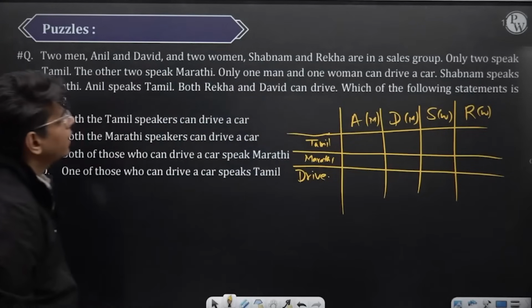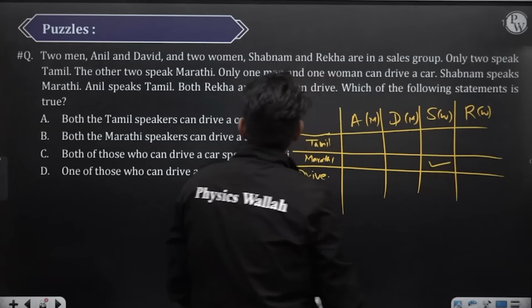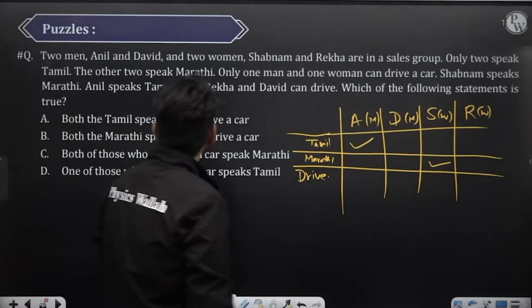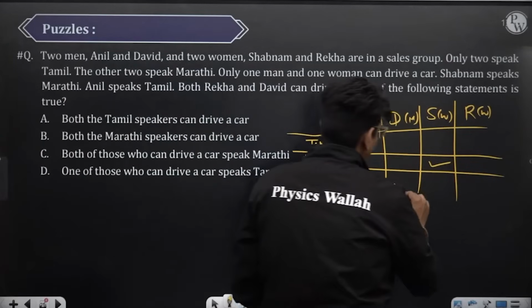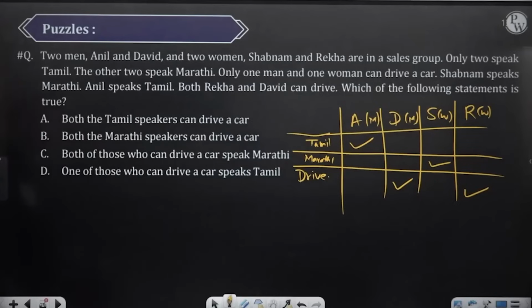Okay. Right. Shabnam speaks Marathi. So Shabnam speaks Marathi. What else? Anil speaks Tamil. Okay. Both Rekha and David can drive. Okay. Which of the following statements is true?